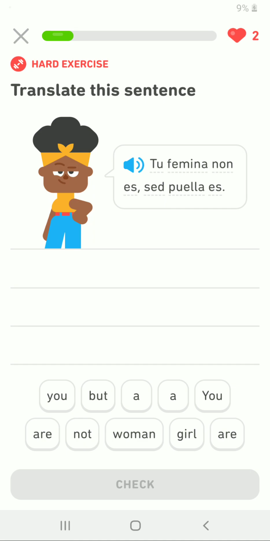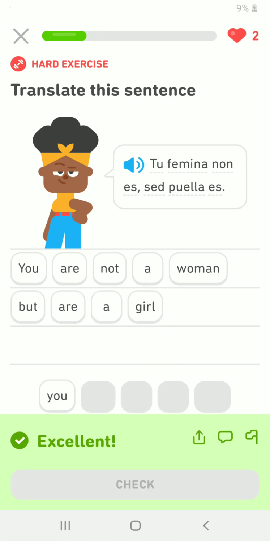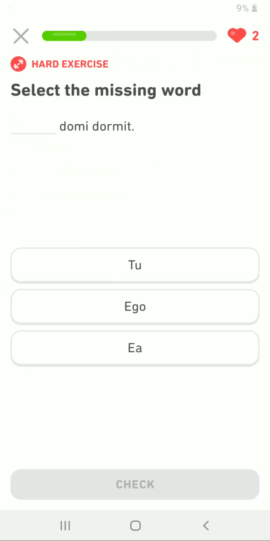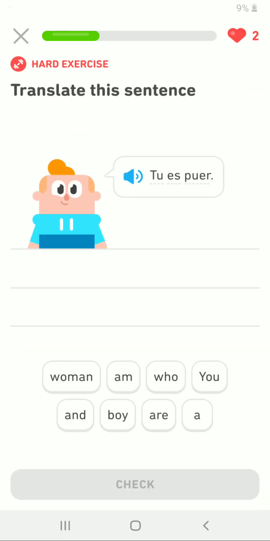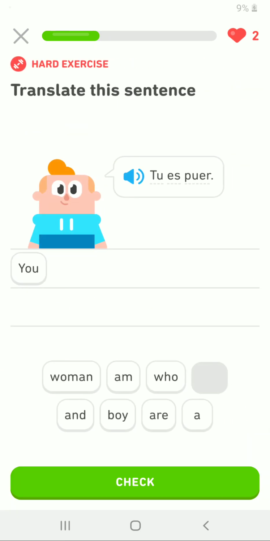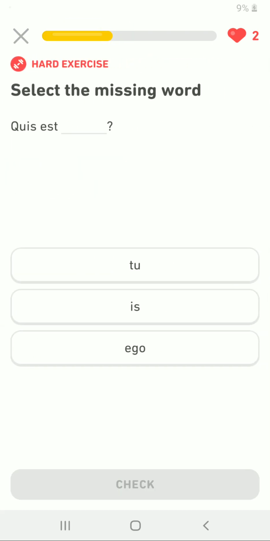Tu femina non es, sed puella es. You are not a woman, but you are a girl. And domi dormit. So from the conjugation we know it's ea. Ea domi dormit. She sleeps at home. Tu es puer. So you are a boy, puer.